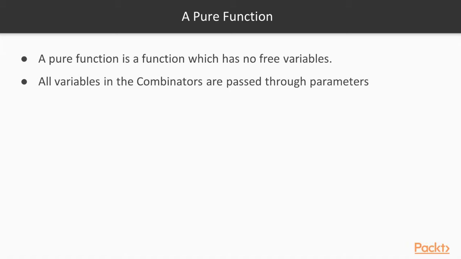Let's extend our definition to say that combinators are pure functions, they have no free variables, and all variables inside combinators are passed through arguments. So those last two conditions are pretty much the same thing, no free variables and all variables passed as arguments, but that's our little amendment. All variables passed as arguments, even though it means the same thing.